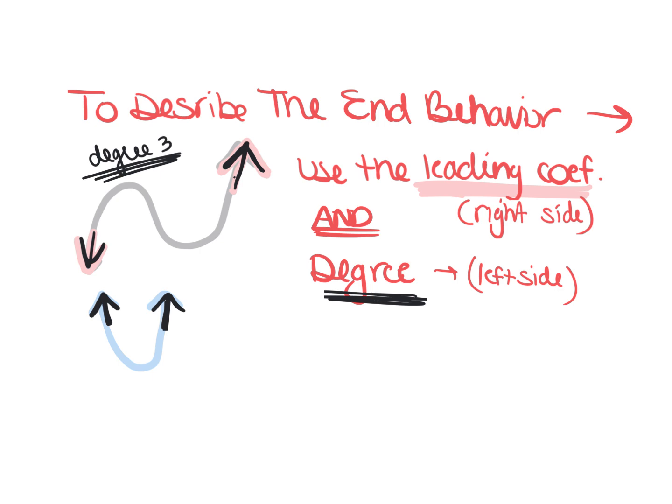So what we're going to look at is a few examples just of end behavior based on a positive leading coefficient and a negative leading coefficient, and whether we have an even or odd degree polynomial. So again, if you need to pause it to catch up, go ahead and pause it. Otherwise, we're going to continue on.